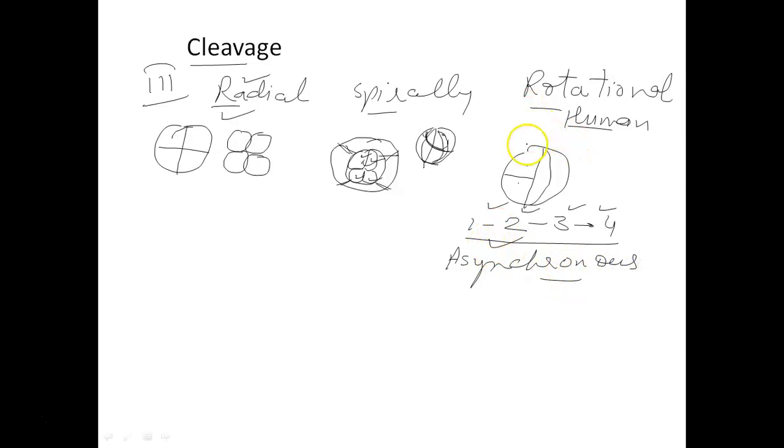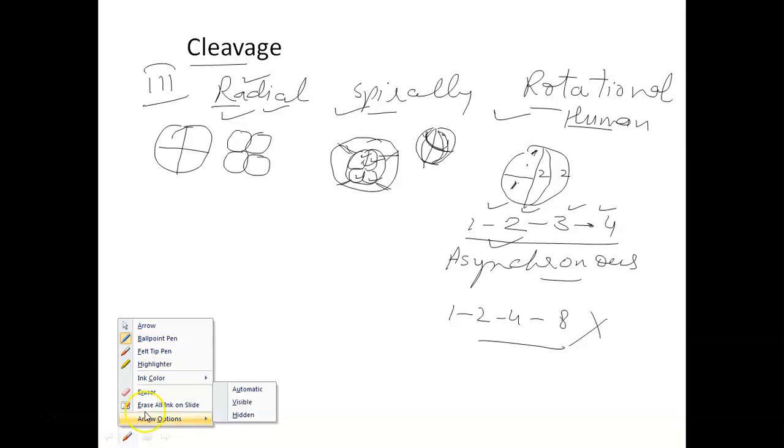So there are three types of arrangement based on the arrangement of the blastomeres: radial, spiral or rotational. In humans it is rotational. The first cleavage is meridional, vertical. The second cleavage is the rotational one. Why rotational? Because the first divides and forms two cells, then the second divides and forms two cells. So one cell, then two cells, then three cells, then four, one by one. It is not a pattern where all the blastomeres divide, 1 to 2, 2 to 4, 4 to 8. So this is known as asynchronous.